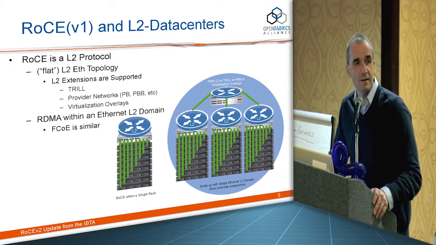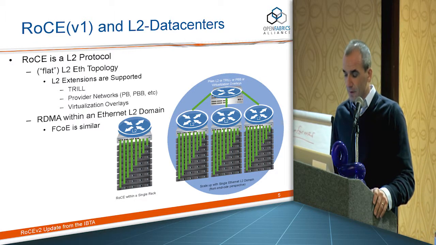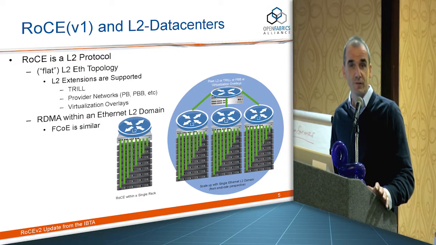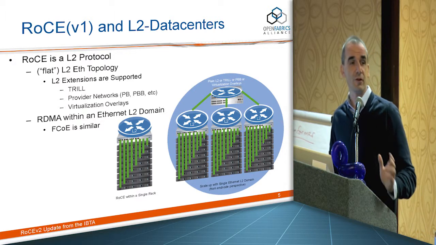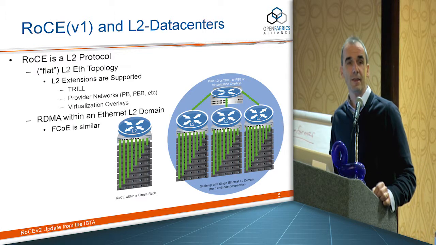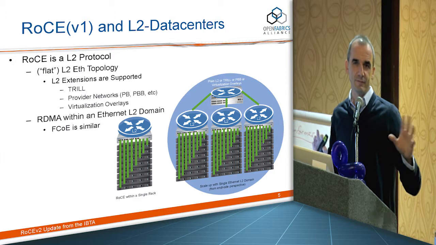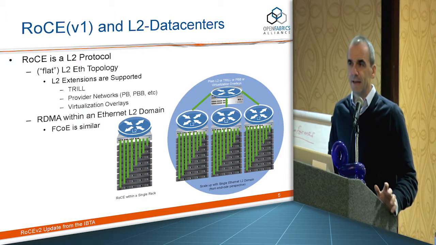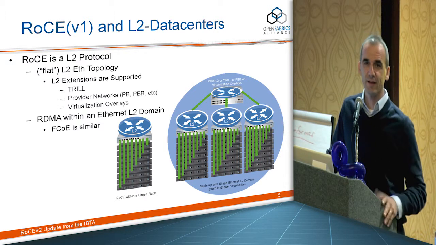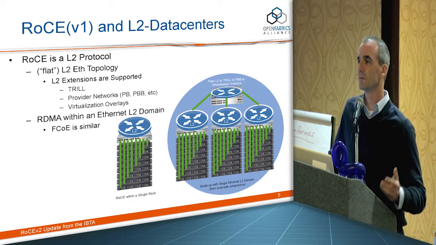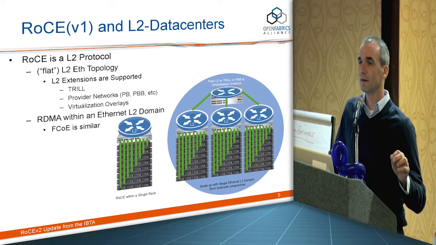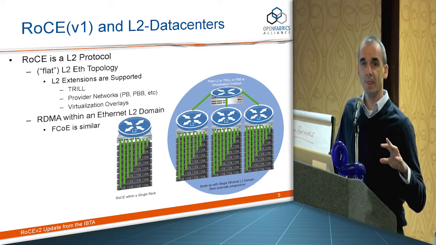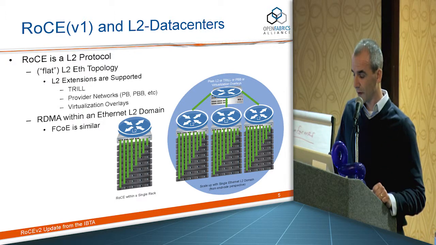Now, RoCEv1, as defined, is a layer 2 protocol. As we have seen in the previous slide, there's an Ethernet layer 2 header immediately followed by the InfiniBand GRH. So from the perspective of an Ethernet network, it is a layer 2 protocol, even though it includes an InfiniBand layer 3 header. And that means that within an Ethernet networking infrastructure, RoCE can run within a single Ethernet layer 2 domain.